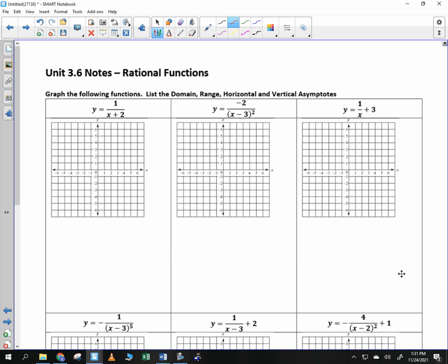Let's remember how to graph rational functions. Do you remember the shape that these things make? Yeah, very good. And this one shifted. Which direction? Right, left, up, or down? Left 2 units. There's no vertical shift. If there's an odd degree, so it's x plus 2 to the first power, then they are in opposite quadrants.